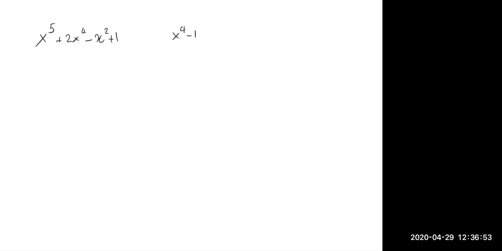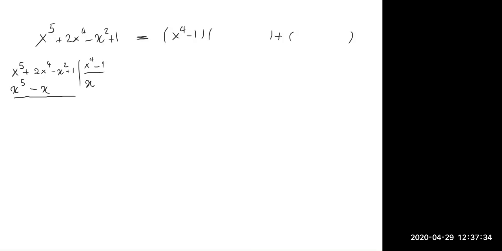Okay, let me start. So again, using the Euclidean algorithm, we should write the first polynomial as the second one times something plus something else. So I'm supposed to divide this polynomial by x to the 4 minus 1. If I multiply x to the 4 by x, I would get x to the 5th, so they would cancel each other. And then there's minus 1 here. Minus 1 times x would give me minus x.